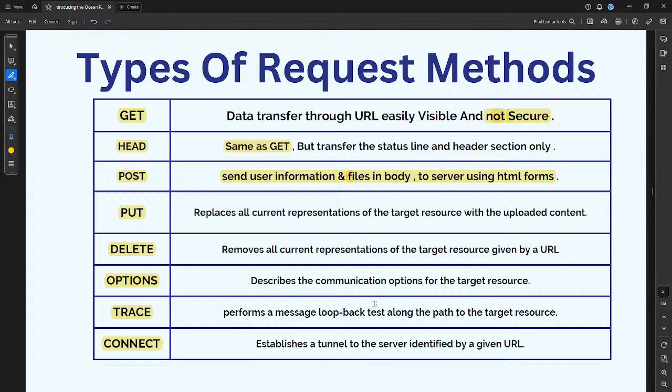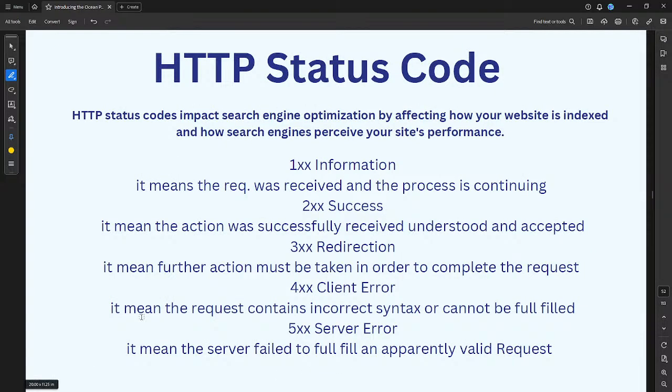The trace is performing a message loopback test along the path for the target resource, and then the connect finally is establishing a tunnel to the server that is identified by a given unified resource locator. So these are the different types of request methods.